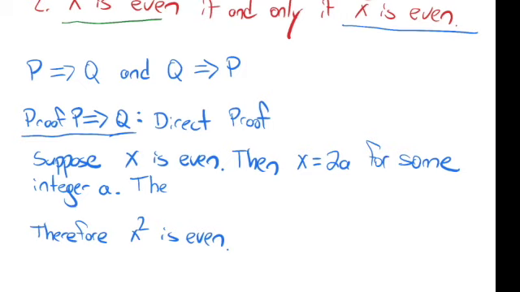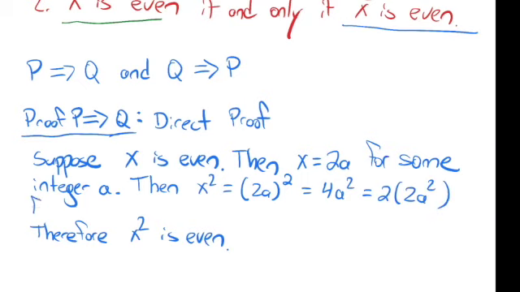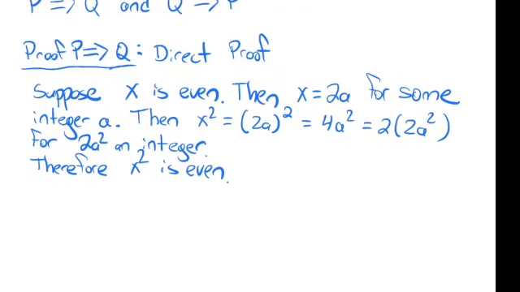So that's true. Then x squared would be, x is 2 times some integer, squared, which gives us 4a squared, which we can write as 2 times 2a squared. And since we've written that as 2 times an integer, we know that x squared is even. So that's our proof, right? So after we say that statement, we can therefore say x squared is even. Any questions about that?